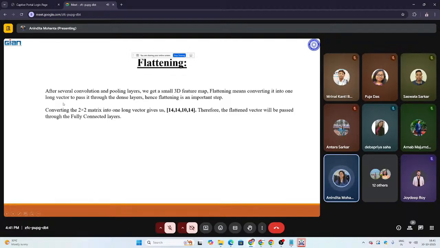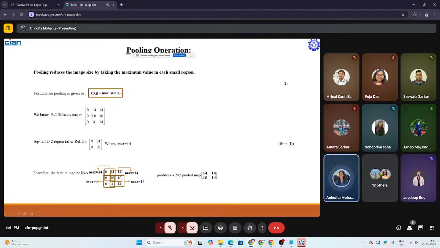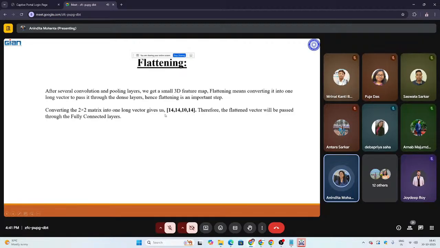Considering the 2 by 2 matrix that you found in the previous slide, that is 14, 14, 10, 14, after flattening this, it gives us a flattened vector. Then it will be passed through the fully connected layers.